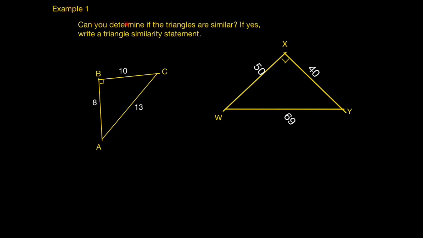Example 1. Can you determine if the triangles are similar? If yes, write a triangle similarity statement. Now, depending on the information we're given, that will dictate which similarity test to apply. So for instance, in this example, we're given all three sides on each of the triangles.